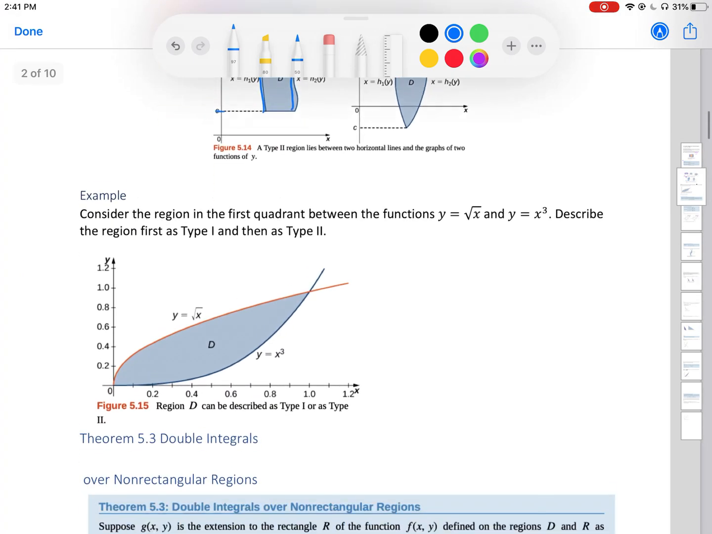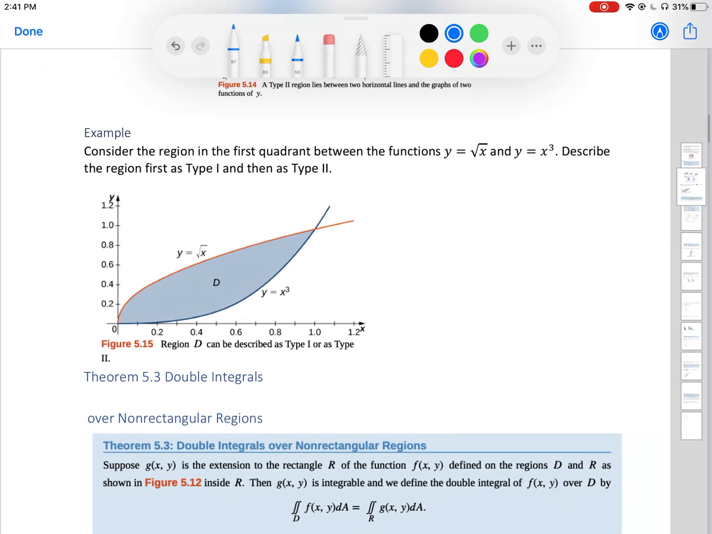Let's do an example. Consider the region in the first quadrant between the functions y equals square root of x and y equals cube root of x. Describe the region first as a type 1 and then as a type 2. All right, so let me help you walk through these types of problems. So we have type 1 and we have type 2.